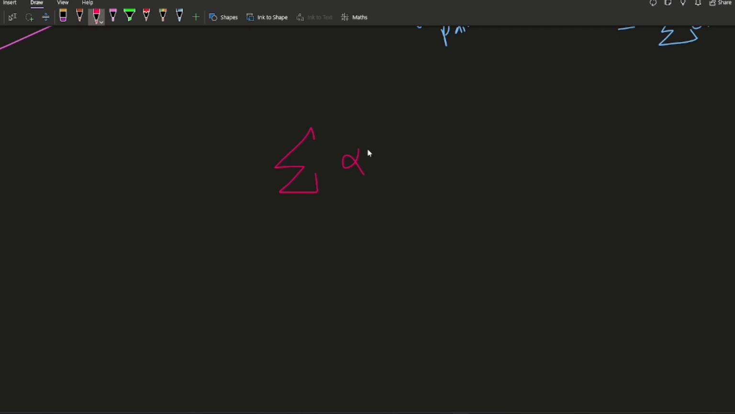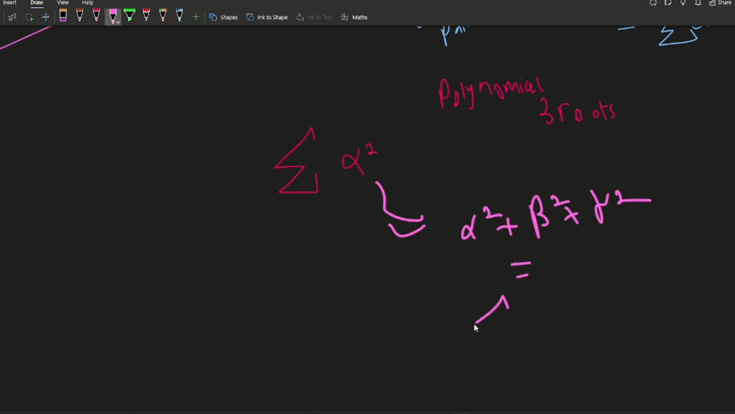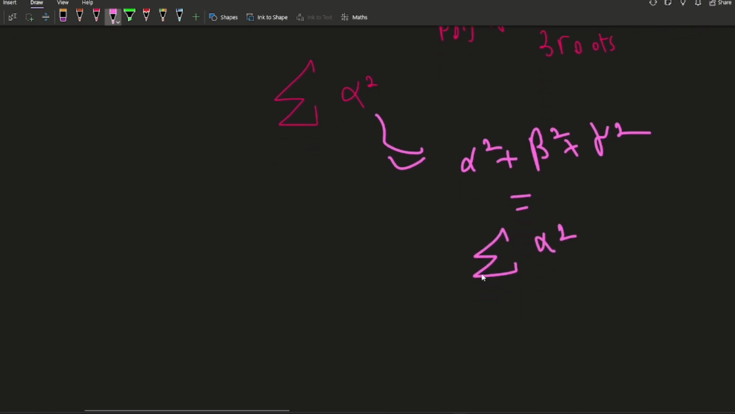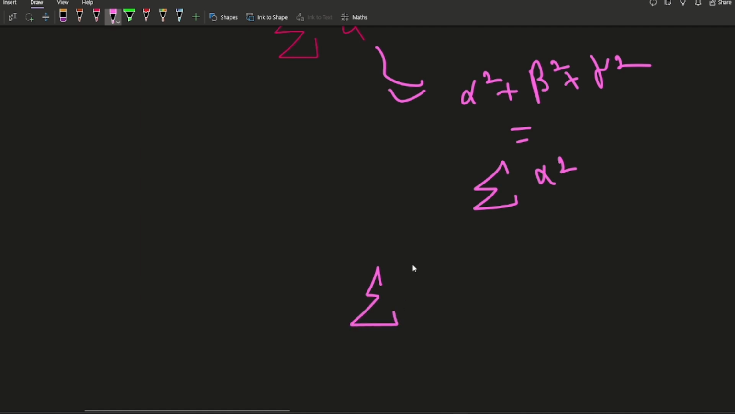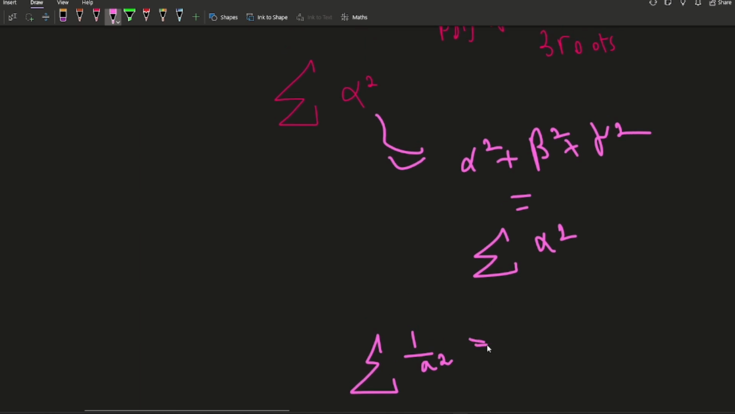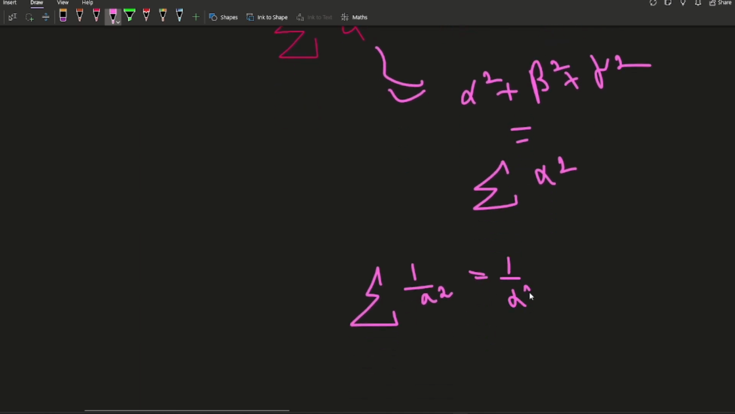Now for squares. If we have sigma alpha squared for a polynomial with three roots, what does this represent? It represents alpha squared plus beta squared plus gamma squared. Similarly, if we have sigma 1 over alpha squared, this basically means 1 over alpha squared plus 1 over beta squared plus 1 over gamma squared.